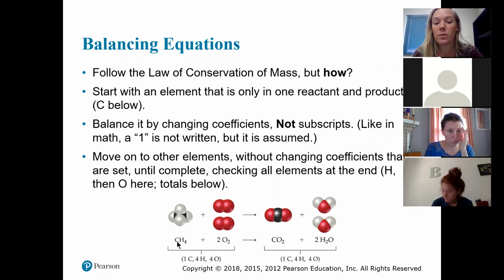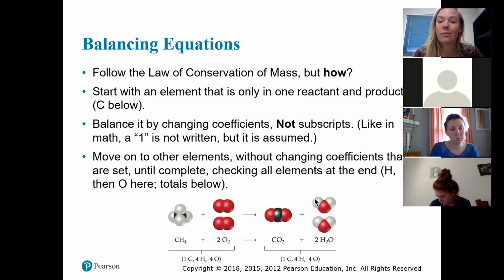Same thing if we look at this equation here, this is the combustion of methane. So we have methane, we're combusting it with oxygen, and we get CO2 and H2O. We have to put these coefficients in so that we have the same number of each element on each side. Because you can't just have an oxygen atom disappear on you or appear out of nowhere. It has to come from somewhere.